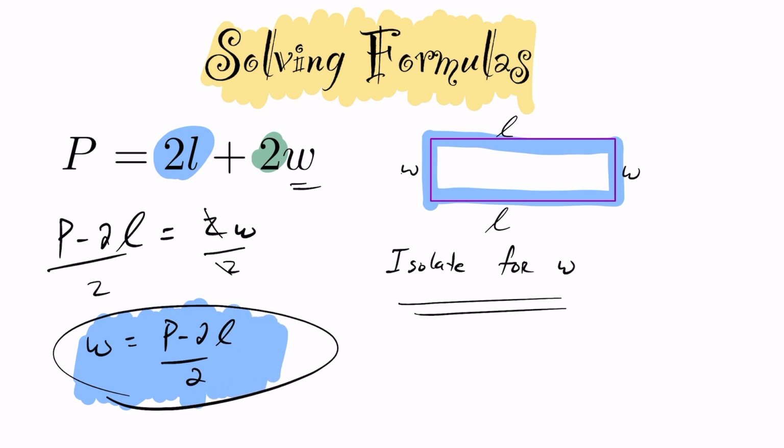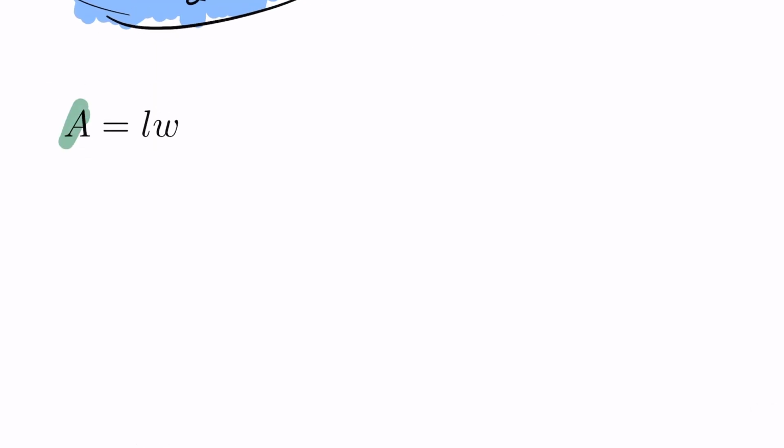All right, let's take a look at another problem. So for the next problem here, this is a common one. Obviously, this is the area of a rectangle. Area is length times width. And let's assume in this question, they're asking you to isolate for the variable L. So in this case here, I want to get L by itself. The W is in the way this time. And the operation between the L and the W is multiplication.